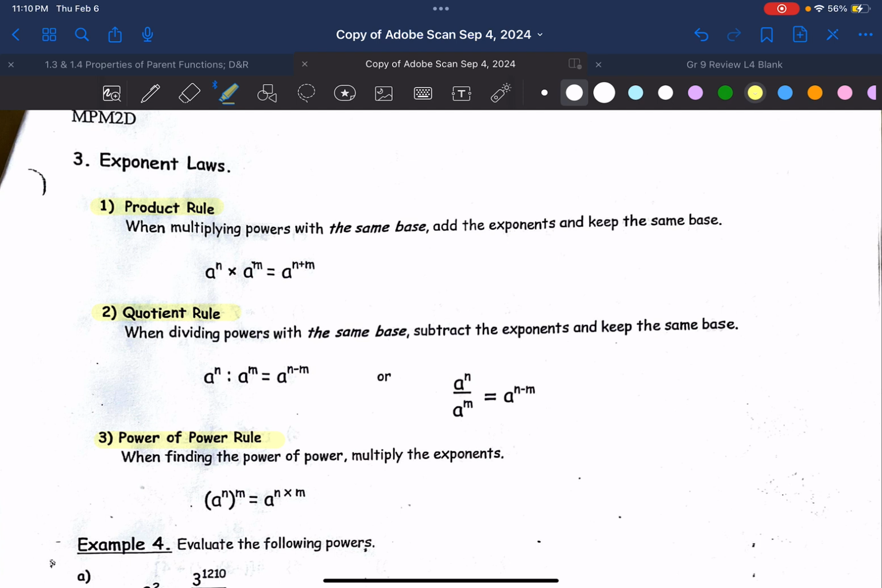The first one that you've got listed there is the product rule, and it says when you are multiplying things by the same base, you will add the exponents.